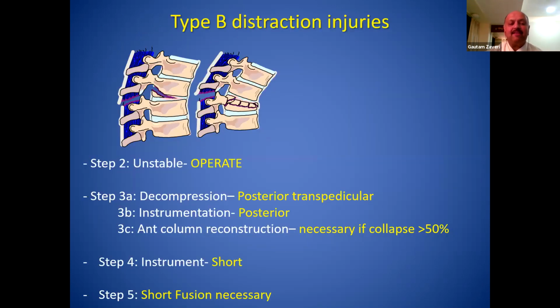A type B distraction injury: the posterior ligamentous complex is torn. It is an unstable injury. Decompression may be required if there is a neurologic deficit. If so, do it as a transpedicular approach. Posterior instrumentation is done in the same sitting, and anterior column reconstruction is necessary if collapse is more than 50%.